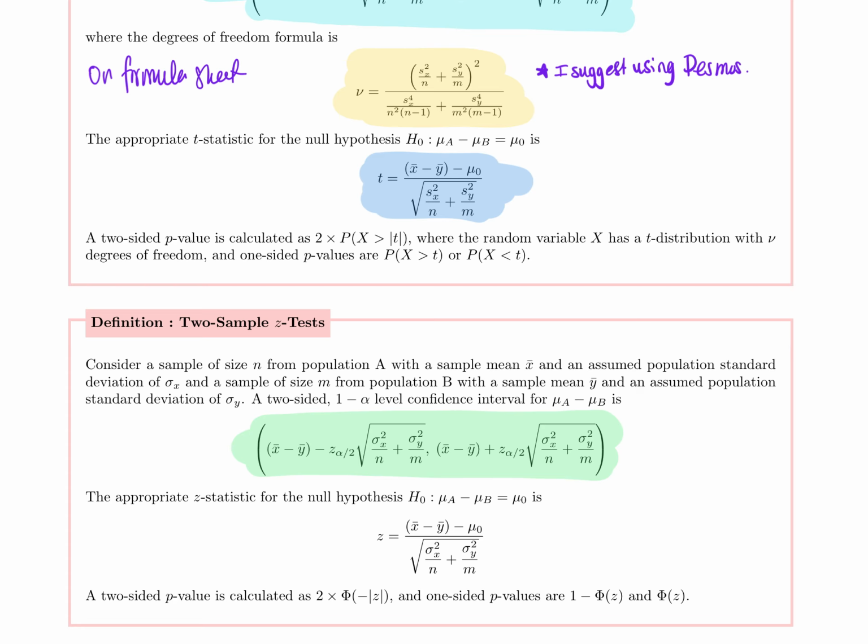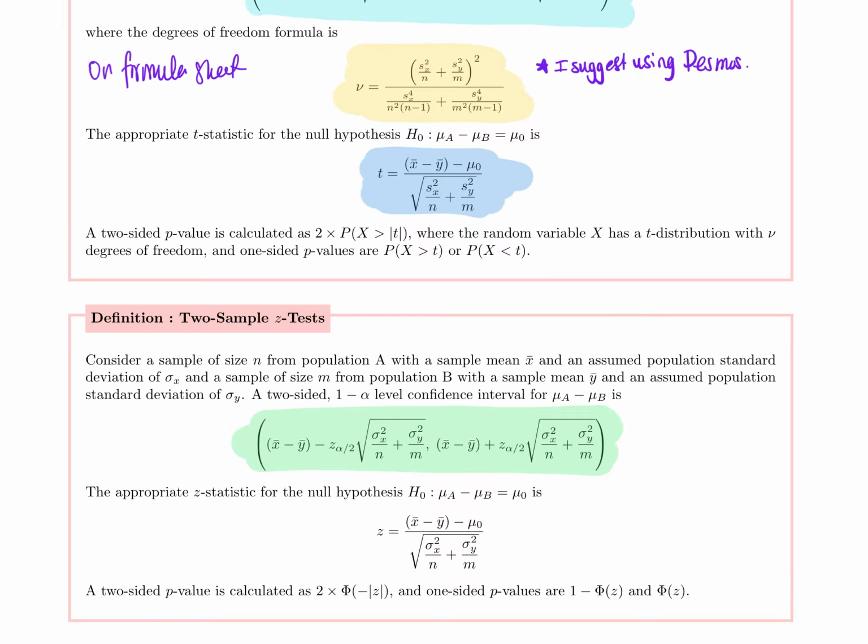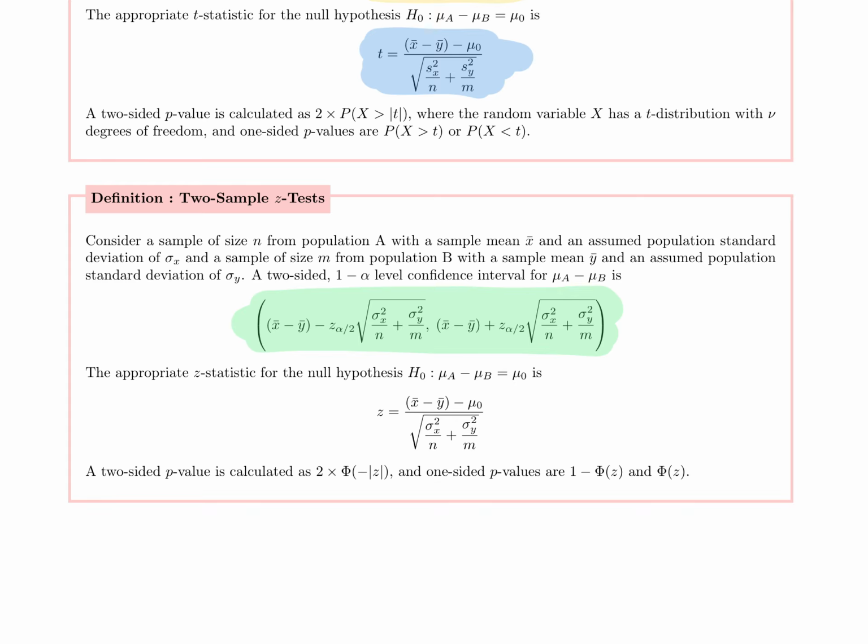And our appropriate test statistic then, which would be our z statistic, is given by, in a very analogous way, z is x bar minus y bar minus mu naught divided by the standard error, now with sigmas instead of s's. And a two-sided p-value is calculated as 2 times phi of the negative absolute value of z, and a one-sided p-value would be 1 minus phi of z, or phi of z.